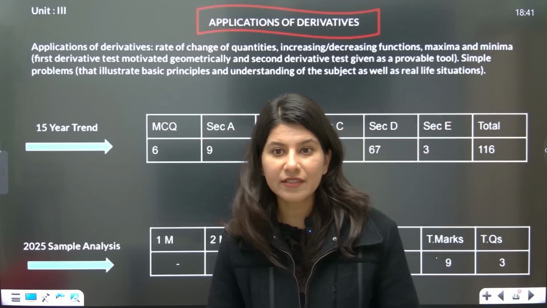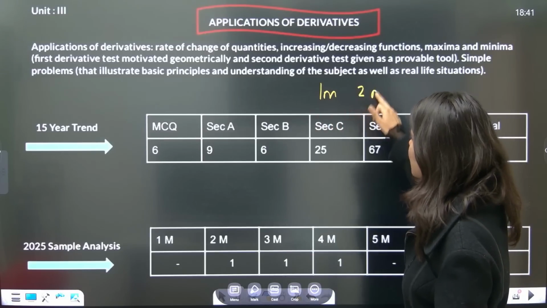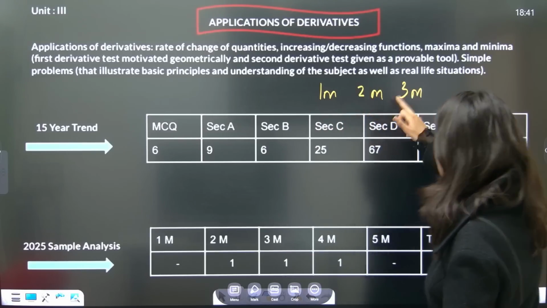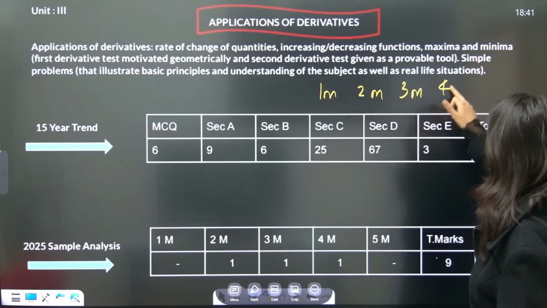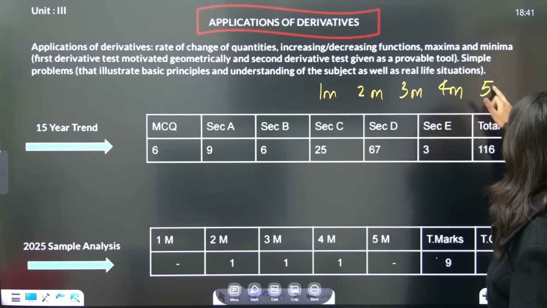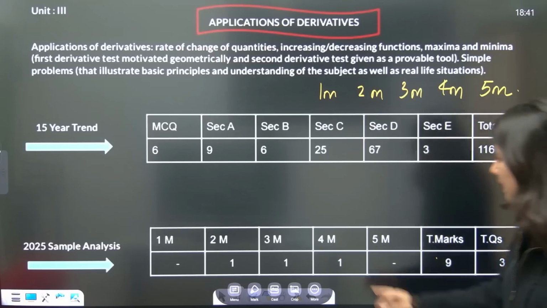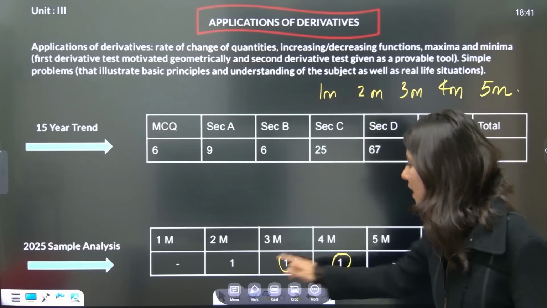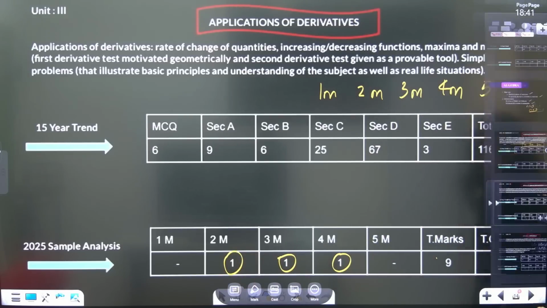Application of derivatives, if I talk about, again you can expect 1-marker question, 2-marker question, 3-marker question, less chance, but 1, 2, 3, 4-marker question you will see. 5-mark question also you are going to see. Okay, so this is how it is. Sample paper also says 4-marker definitely, 3-marker, 2-marker, right? And yeah, so this is how it is.